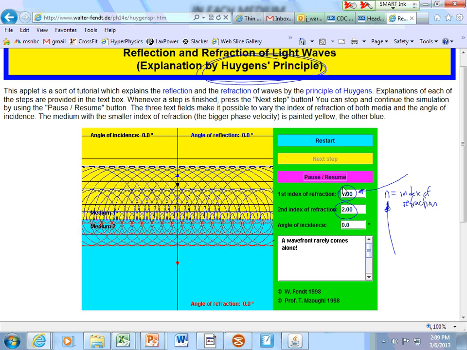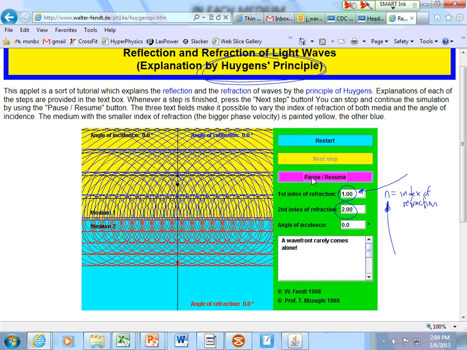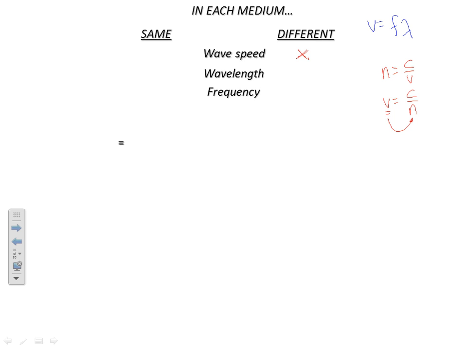Now, I do have to pause at a careful time. I'll pause right now. Oh no, I didn't do a great job. But here's the wavelength of the stuff in the first medium, the distance between two wavefronts. Here is the wavelength of the stuff in the other substance. So wavelength clearly does not stay the same, and it doesn't stay the same because the speed of the wave changes. So that means we can check off different for wavelength.